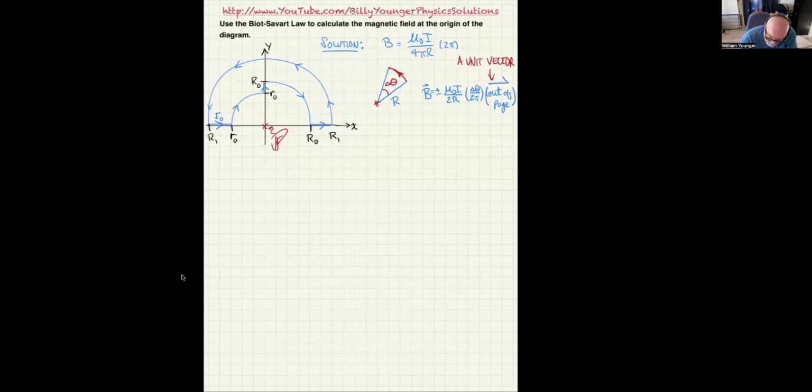So that means this little section right here contributes nothing. This little section right here contributes nothing. This little section right here contributes nothing. And we just get a contribution from this one, a contribution from this one, and a contribution from this arc. So it's just a matter of computing all of that. And the easiest way to do that is as I'm showing you now. I'm going to say B at the origin, which I'll label with an O with a line on it like that.